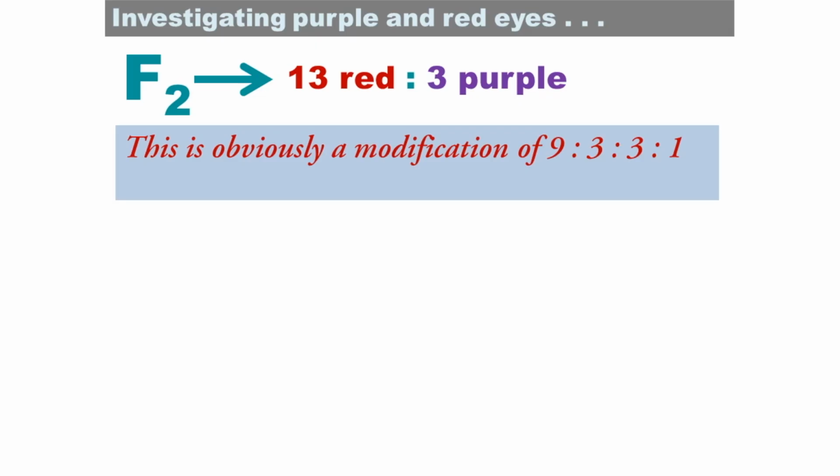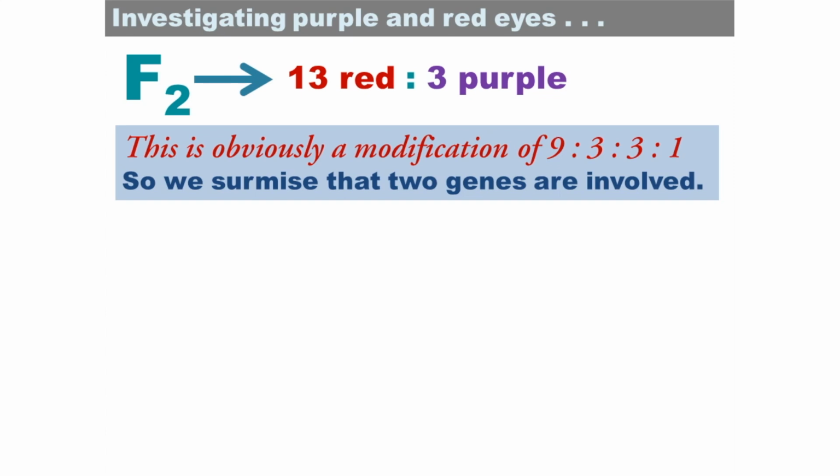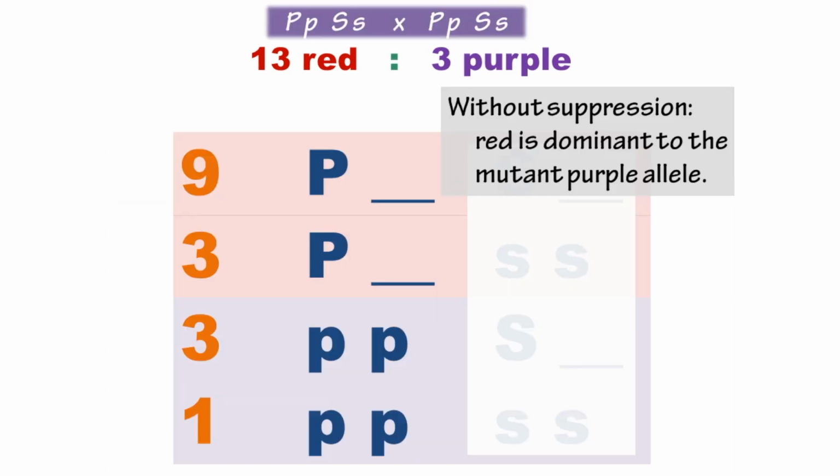I know, again, it's not obvious, but I'm going to show you how you can get 13 to 3 from a cross of individuals that are heterozygous for 2 different genes. So we're going to assume now, as our next best interpretation of these data, that 2 genes are involved. I've got a cross here of double heterozygotes.